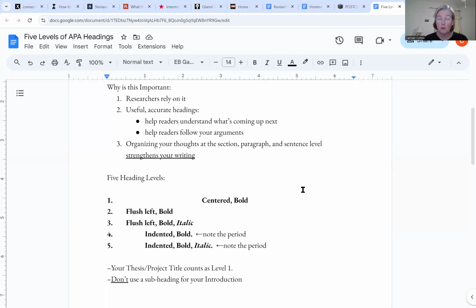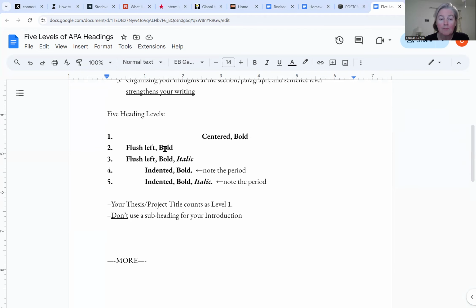Also, using and thinking about how to use headings helps you organize your own thoughts. It makes you think, does this information belong in a major section, or is this explanatory? So does it belong in a subsection or a sub-subsection? When you organize your thoughts, you are making clearer arguments, and you are helping your audience to understand your clear arguments. Okay, so there are 5 levels of headings.